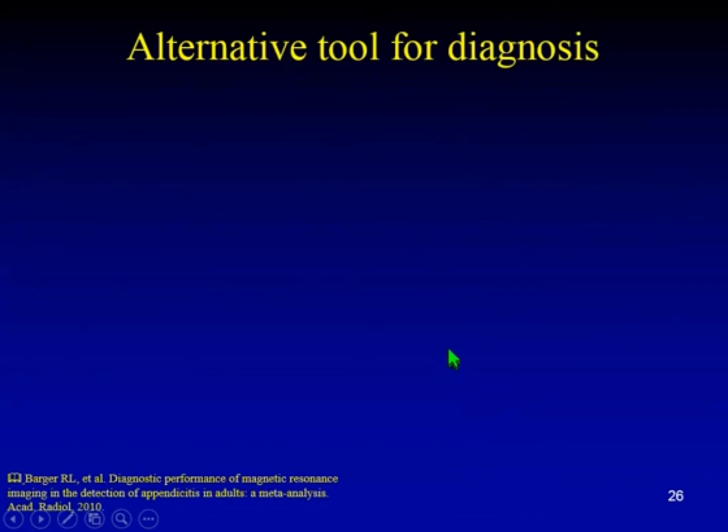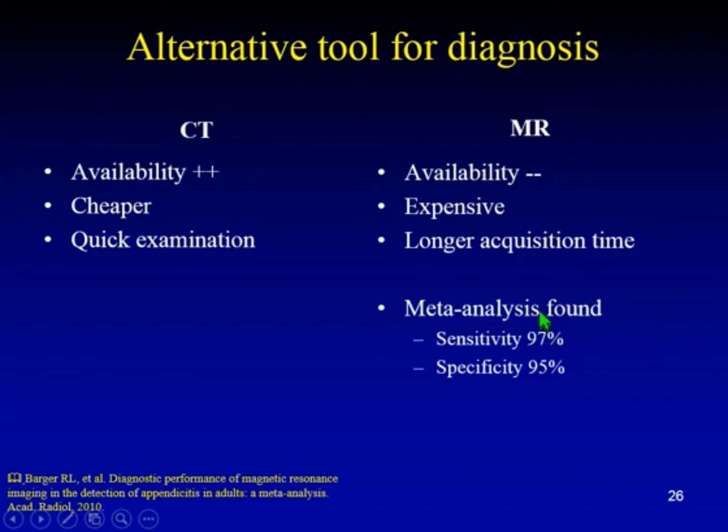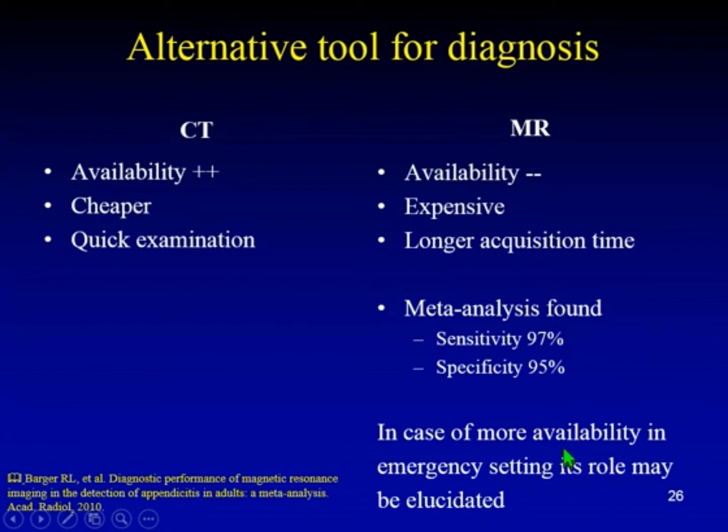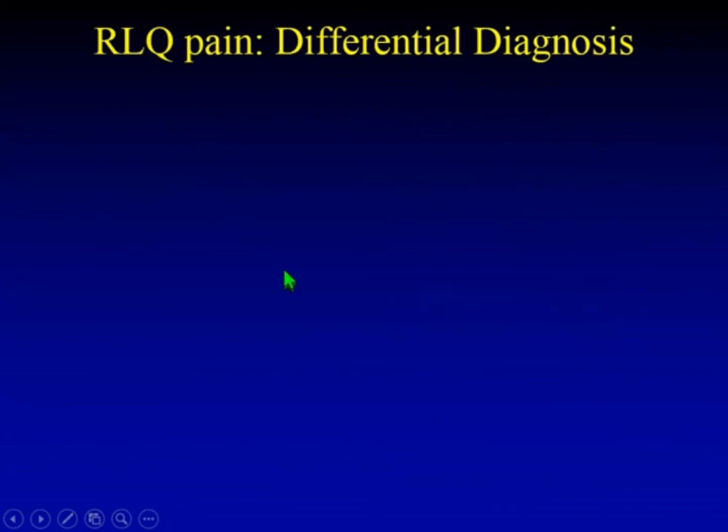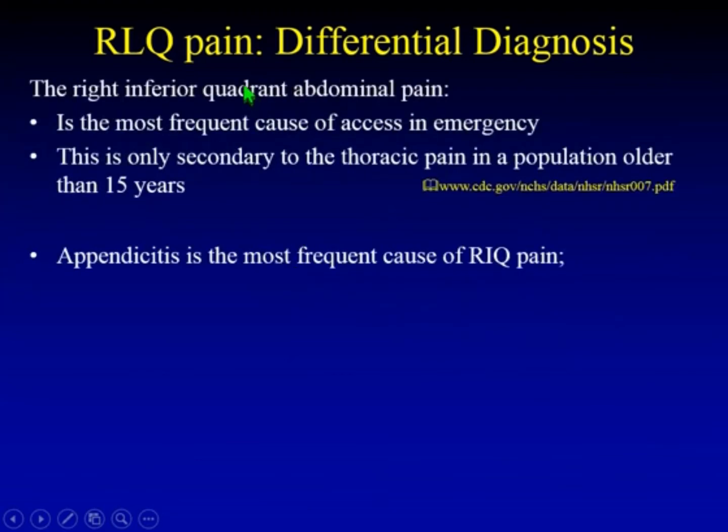Alternative tool for diagnosis: we have to speak only about MR imaging. Good sensitivity and good specificity, but today it is under consideration to be used in these particular situations. Please consider that right lower quadrant pain is the cause of admission in emergency in second place, only after thoracic pain, in a population older than 15 years. For this reason, it is a very important cause of admission in emergency.